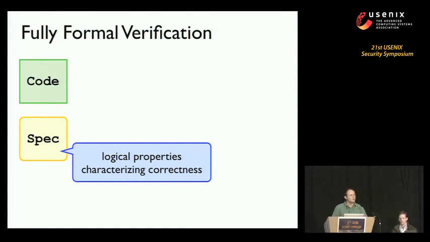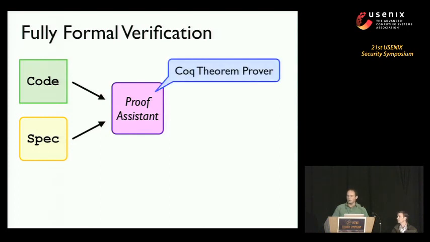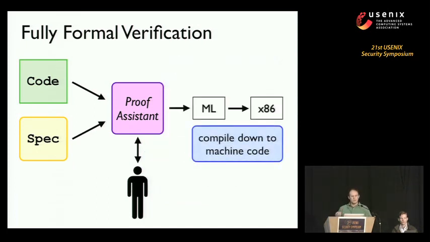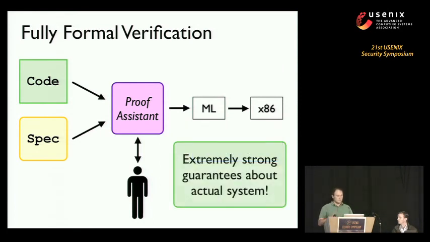Now, once we have these two pieces, we load them up in a proof assistant. In our case, we use the theorem prover called Coq from INRIA. And once we have these in the proof assistant, we interactively show that the code satisfies the specification. And this is where you really need to bring some expertise to bear. Coq isn't a simple system. It implements the calculus of inductive constructions, which allows us to exploit the full power of dependent type theory to reason about these systems and prove them completely correct. But once we've gone through that effort, once we have proven this, we can actually extract and compile down to machine code a system that we can run. And this is great because we get really strong security guarantees about the actual system.